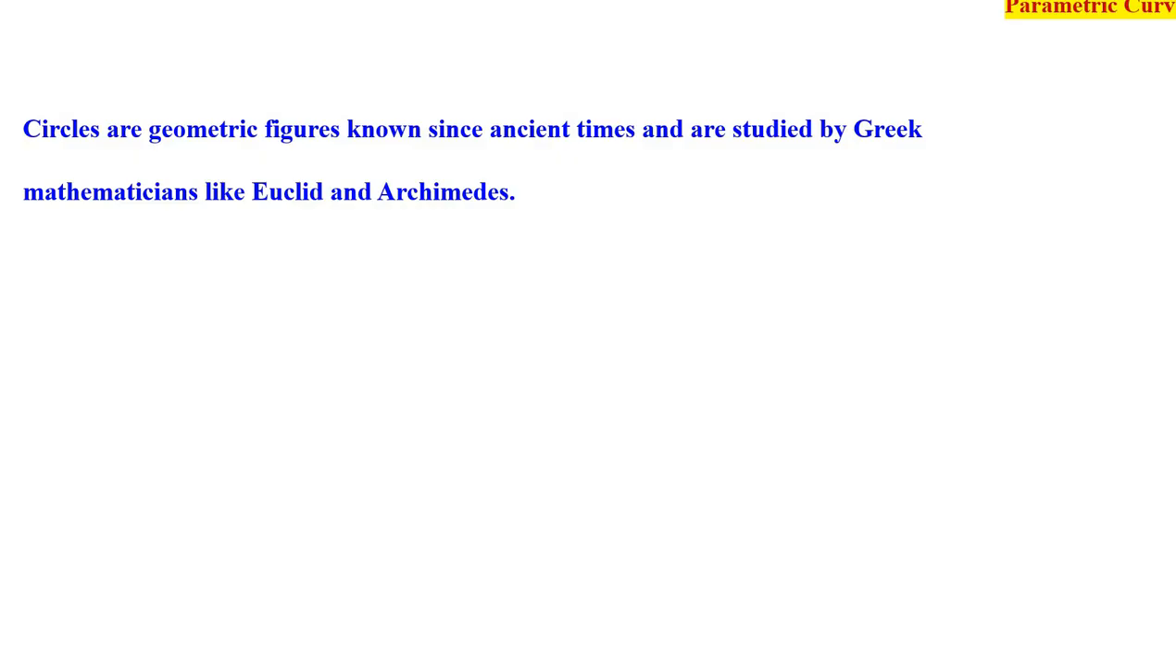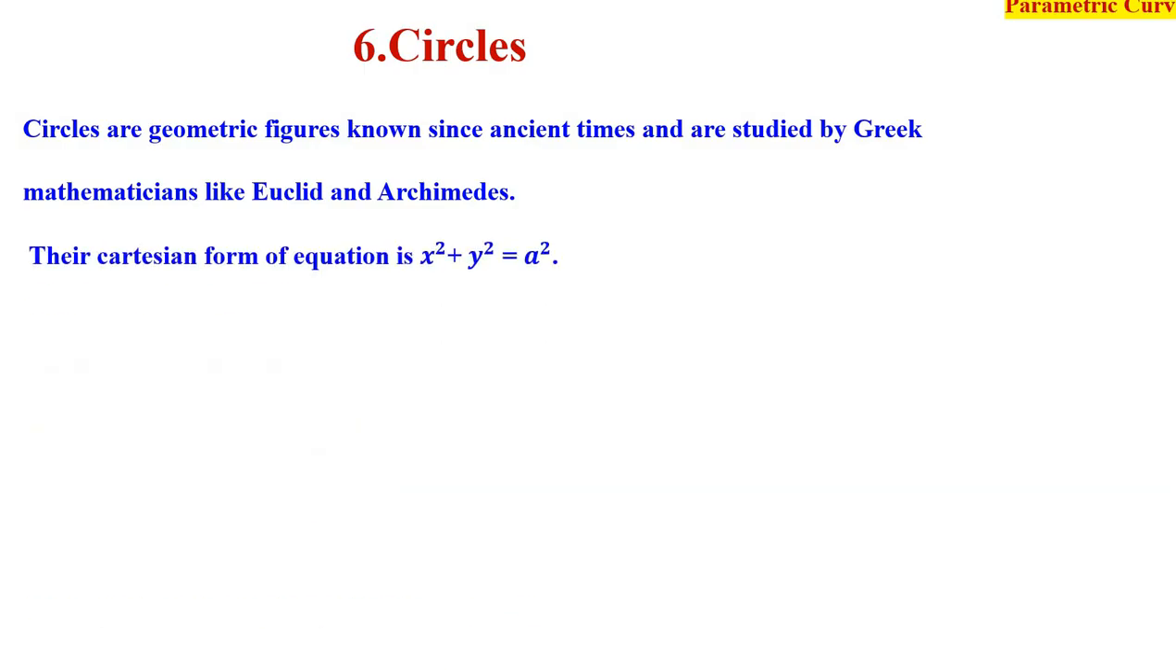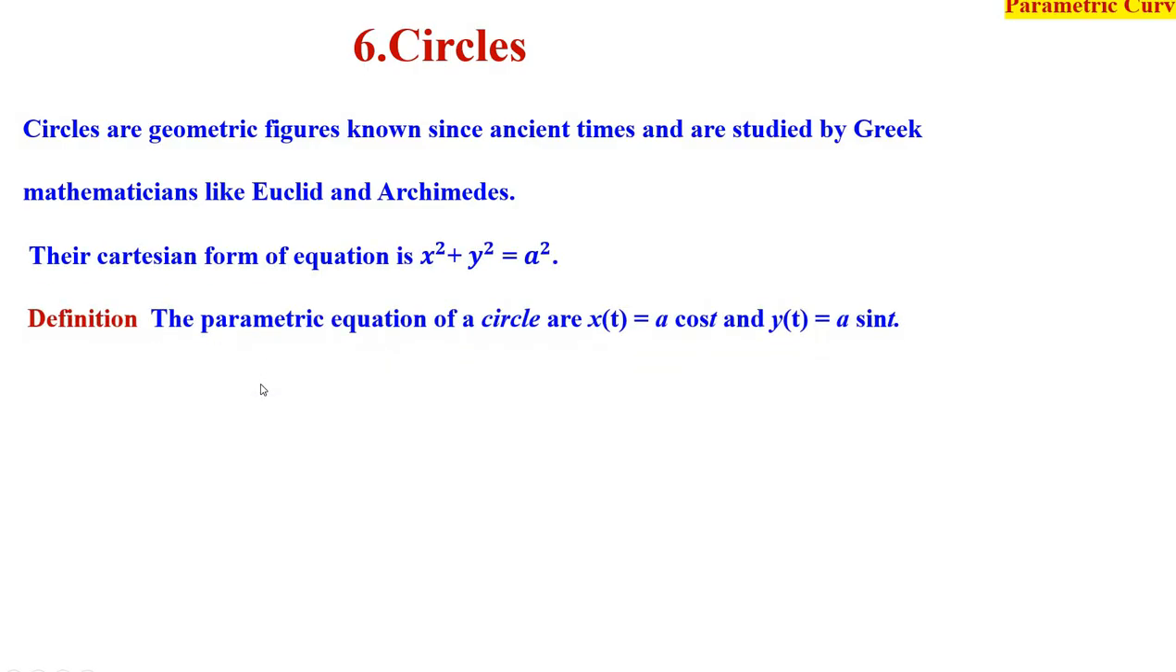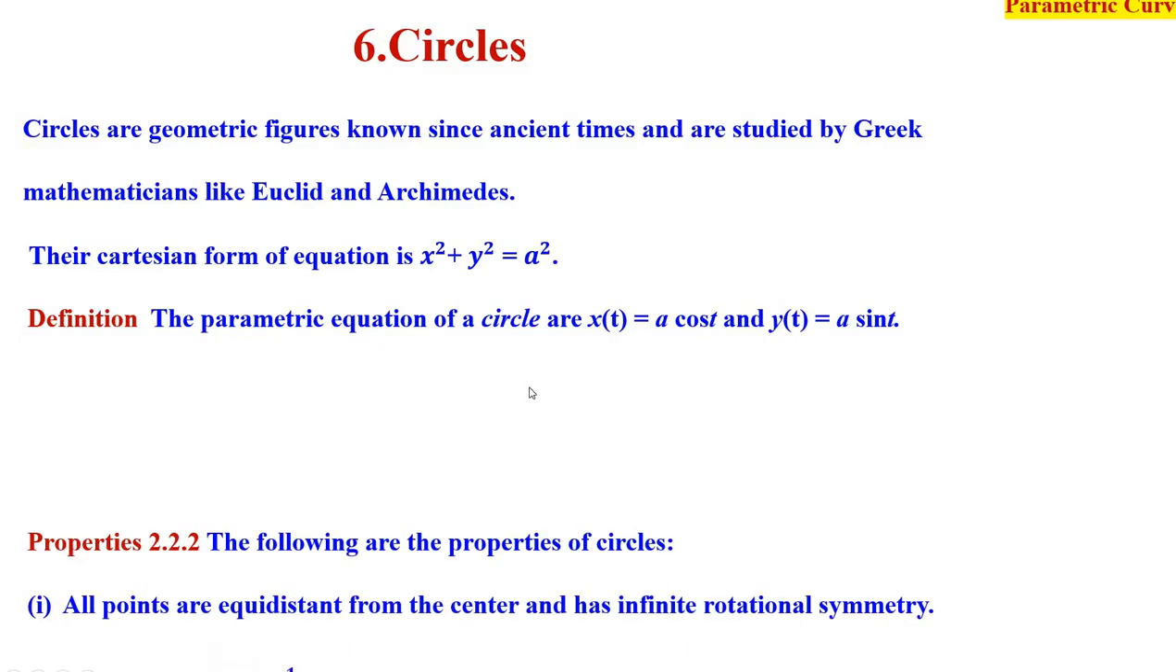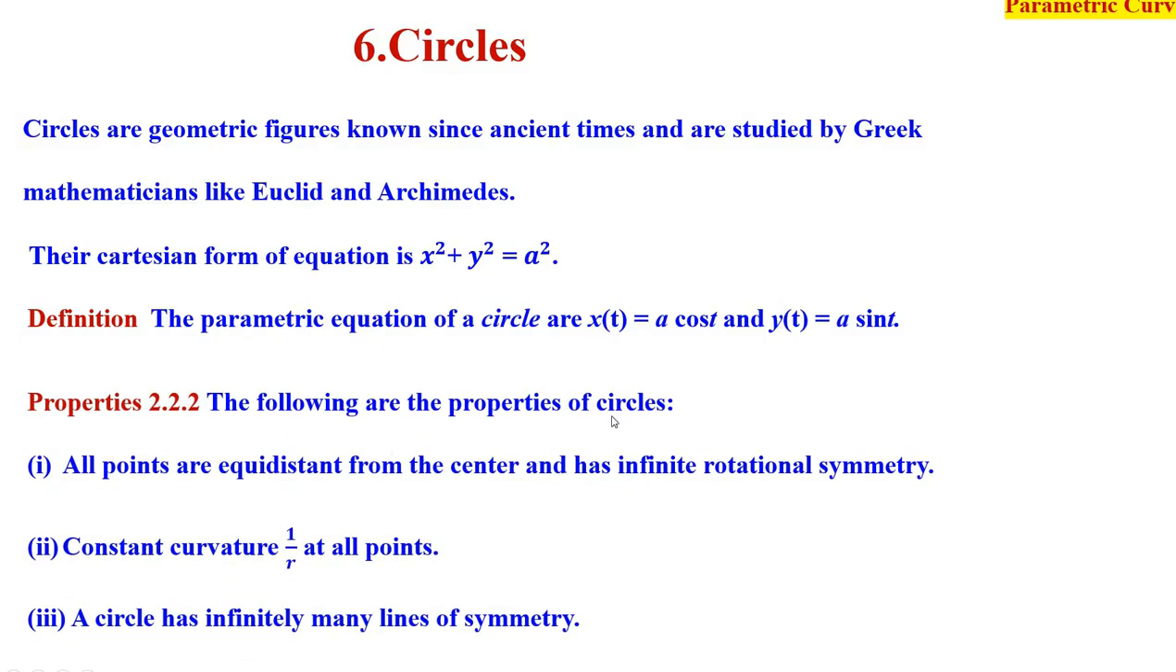Then circles we have mentioned already, and in particular as a special case in parametric curves we have studied. But separately, a project could also be about circles. You can mention the origin, I mean, who named it as circles and who studied about it. All that can be mentioned, their Cartesian form, then the parametric equation. The following properties of circles can be mentioned. All this can be mentioned.